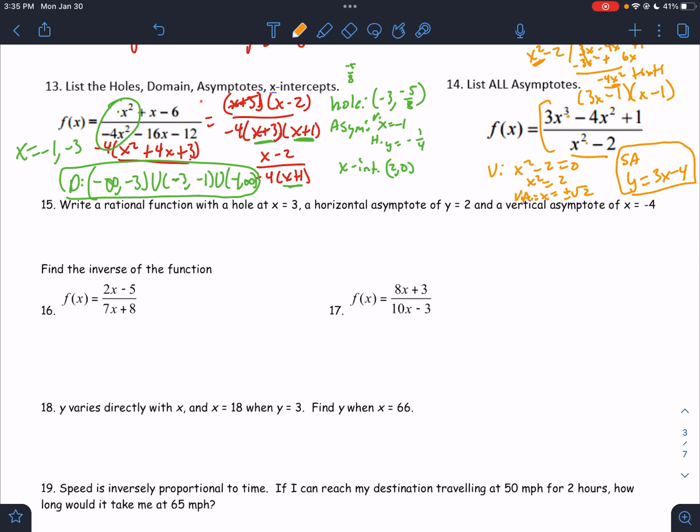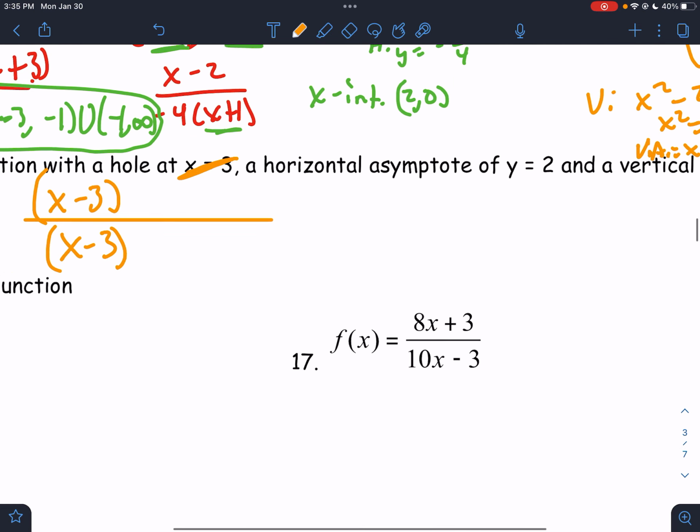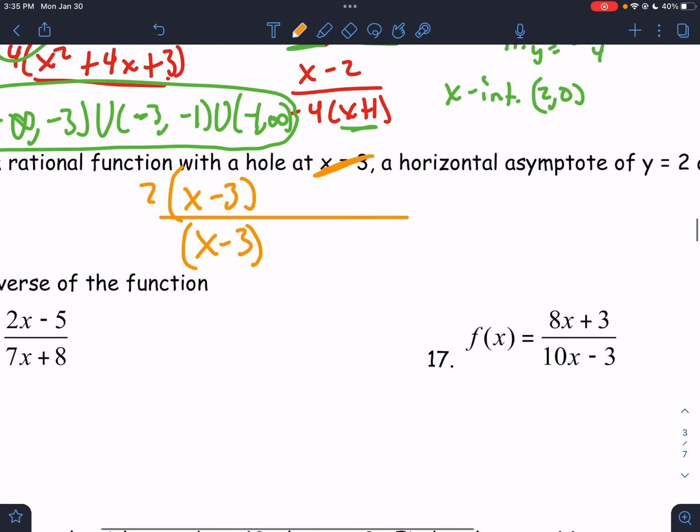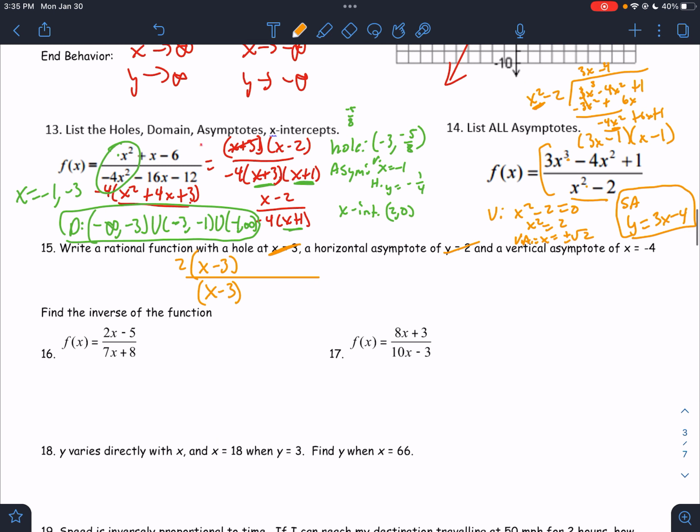Write a rational function with a hole at 3. Okay, let's just start building it and see if there are any issues. If there's a hole at 3, I have x minus 3 on top and bottom. There's my hole. Got it. A horizontal asymptote at y equals 2. So I want the leading coefficient to be 2 over 1. Got it. And a vertical asymptote at x equals negative 4. So we have x plus 4 on bottom, but that makes it bottom heavy, so that affects my horizontal. I don't see any other information here.